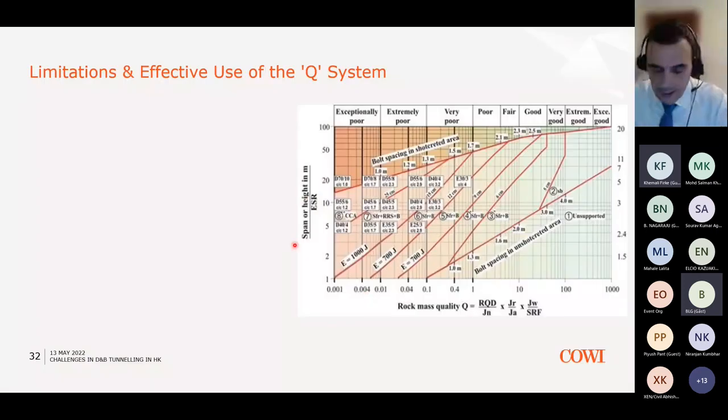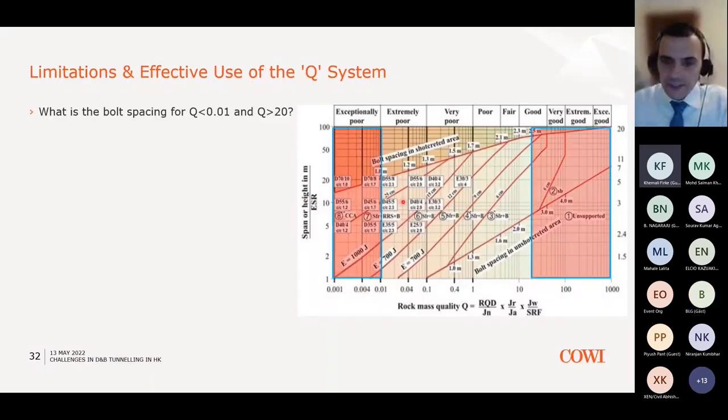Moving on to the lessons learned. Very briefly, as with every method, this chart also has its limitations. On the two extremities of this chart, there's no guidance after this area, when the Q value is more than 10, on what the bolt spacing should be. Now, typically you don't get bolt spacing wider than 2.5 meters because then you don't have the composite effect. It's as if it's a spot bolt. So maybe that's the reason why, but there's no guidance as to what to do in this area.